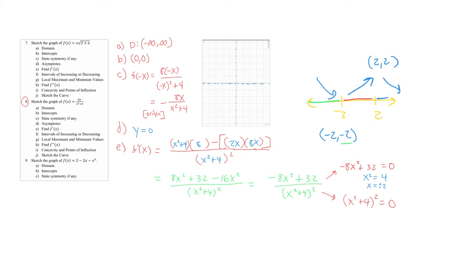Now, negative 2 is a y value that's less than the y value of 0. Positive 2 is a y value that's greater than the y value of 0, which is the horizontal asymptote. So I would say that this is a minimum and this is a maximum.